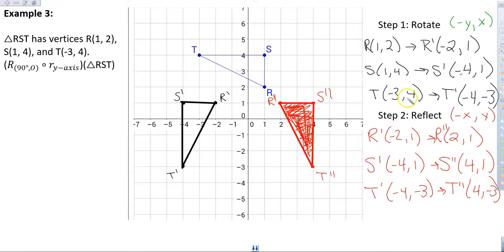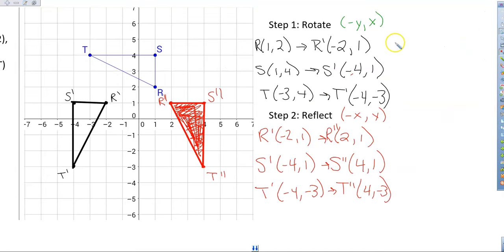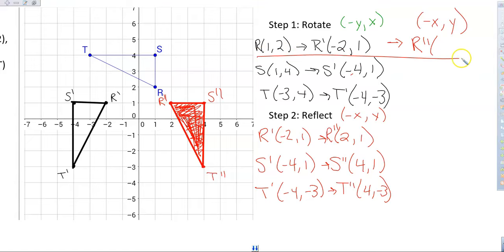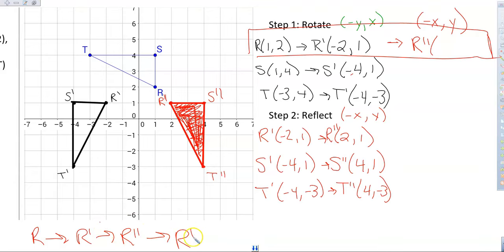So when you have more space on your paper, you could have just said, all right, you've got your R prime, and then we could have just done another arrow over here, written the rule up here, and gotten R double prime, and did it all in one line. You don't have to do a separate set for each transformation. If you have multiple transformations, you've got R, it's going to go to R prime, which is going to go to R double prime, which might go to R triple prime. All right, so you can write them all in one line.